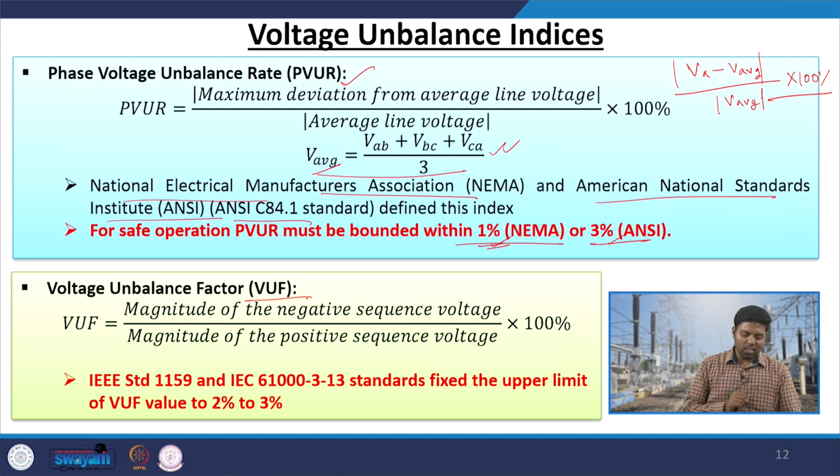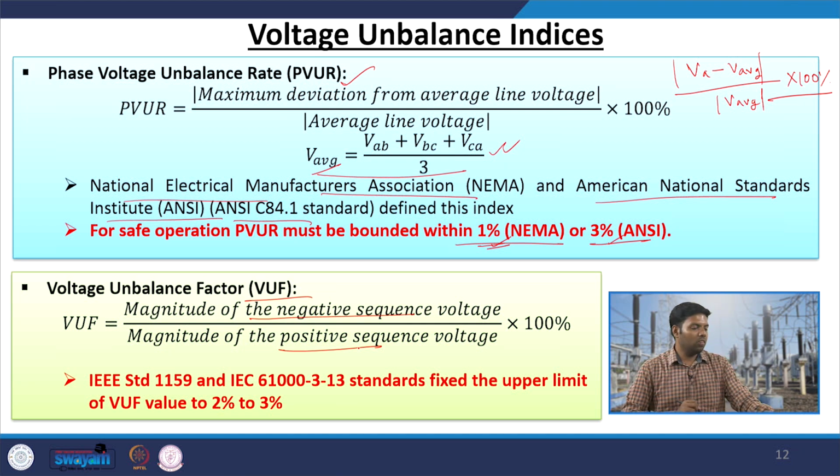Another index is the voltage unbalance factor, which takes the magnitude of the negative sequence voltage divided by the magnitude of the positive sequence voltage. Now, why the negative sequence voltage? You will only get negative sequence voltage when your system is running under an unbalanced condition. For a balanced system, you will never get a negative sequence component. It is always positive sequence.